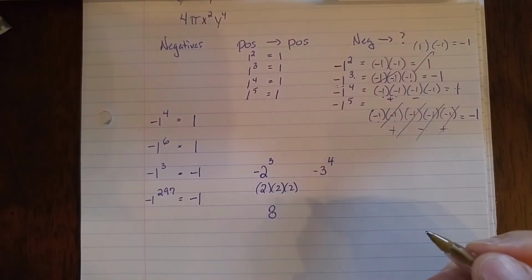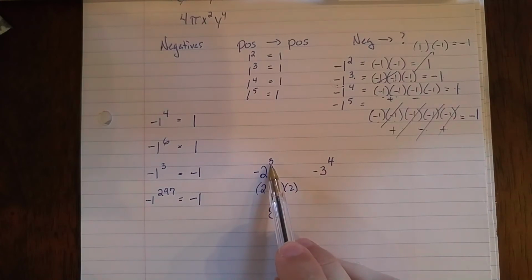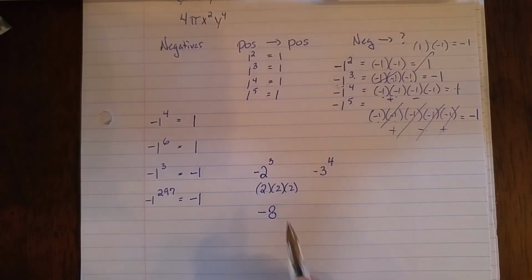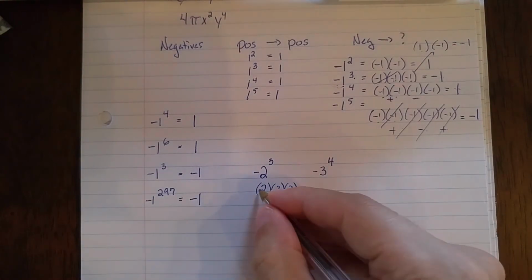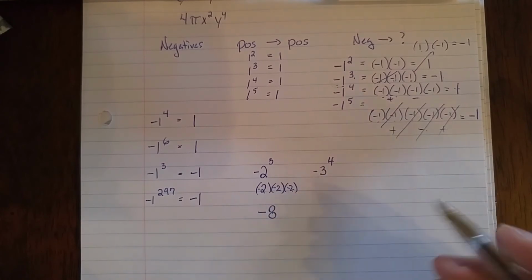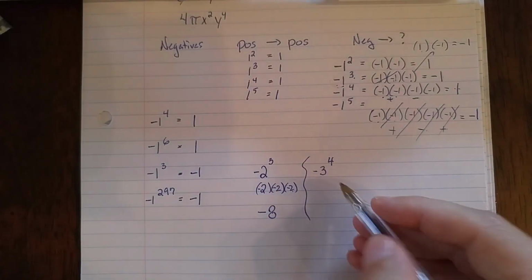The question is it positive or negative? Well, is that an even exponent? No. So it's going to be negative. If you want to verify that, if I was multiplying these negative 2's, negative times negative is a positive, and a positive times a negative is a negative. So it checks. Now let's take a look at this one.